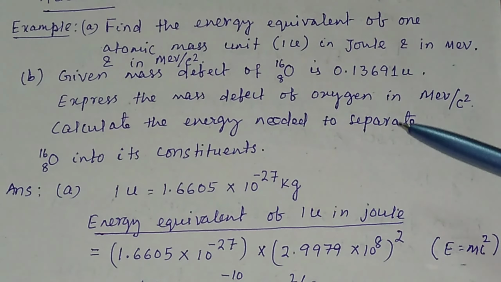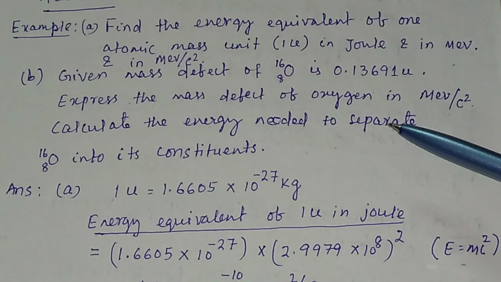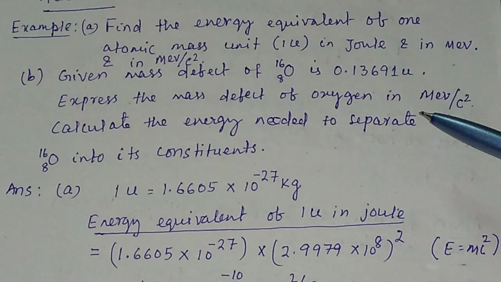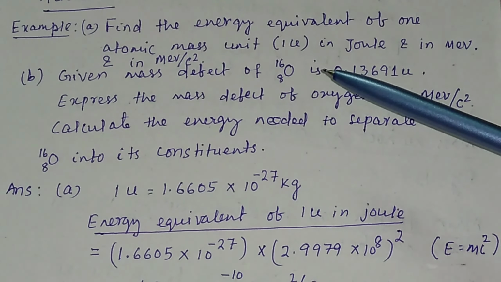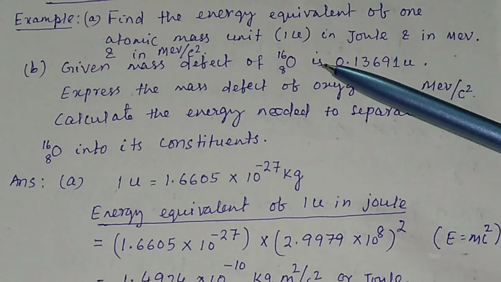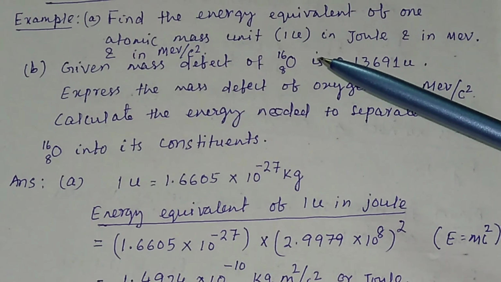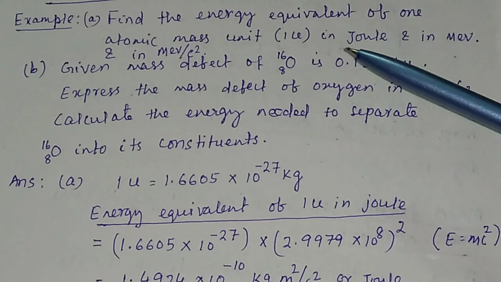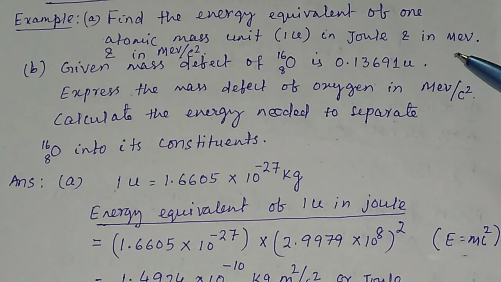Now let us work out this problem to know what is the order of the energy in joule and in MeV, mega electron volt. Find the energy equivalent of one atomic mass unit. For one atomic mass unit, we write 1 u, and we now find out the energy equivalent of one atomic mass unit in joule, and also the energy equivalent of one atomic mass unit in MeV.